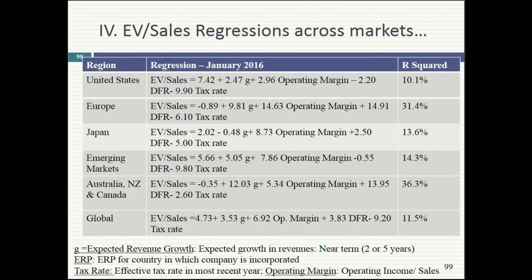And finally, EV to sales. Again, the variable that you see popping up is operating margin. So again, with every single multiple, I go back to the algebra and say these are the variables I should be controlling for, and this is what the regression looks like across markets. So when I'm done, I end up with these 50 different regressions, different multiples, different markets. And I can pick and choose which one I want to use to decide how to price companies in that market.